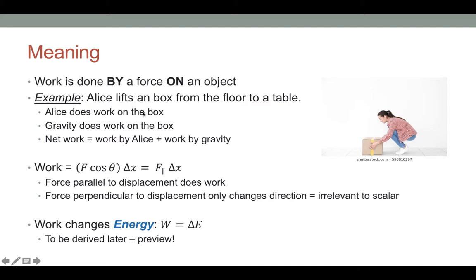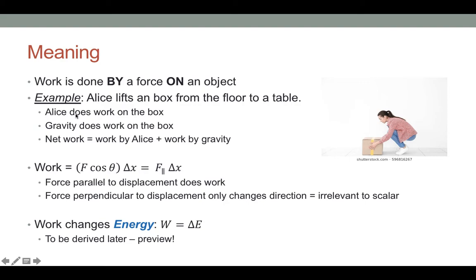So let's consider an example. We've got Alice here who is lifting a box from the floor and putting it up on a table. Alice is applying a force, so Alice is doing work on the box. But gravity is also applying a force, so gravity also does work on the box. In this particular case, those are the only two forces we will consider. Therefore, the net work is the sum of the work done by all of the forces, which is the work done by Alice plus the work done by gravity.